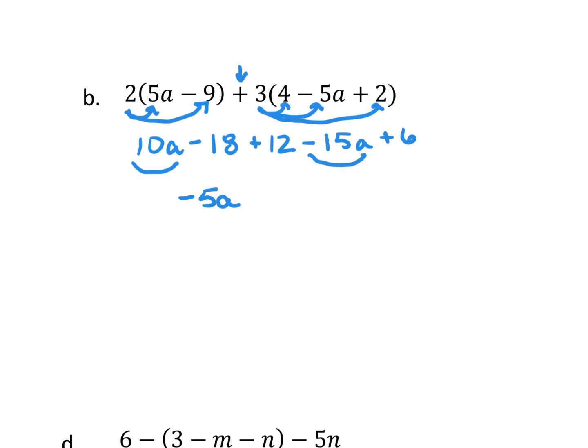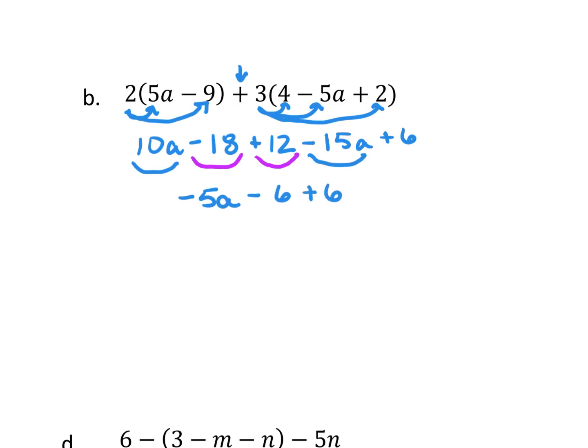All right, we can combine all of our constants together. And so here we have negative 18 plus 12. This is different signs, so we subtract. We keep the sign of the larger number, and that is negative 6. And if you want, you can do this in 2 steps or 1.